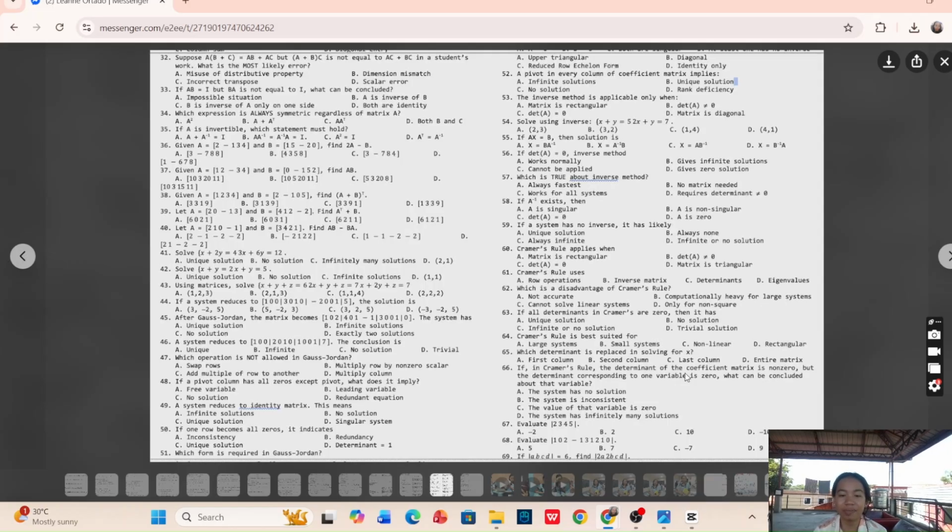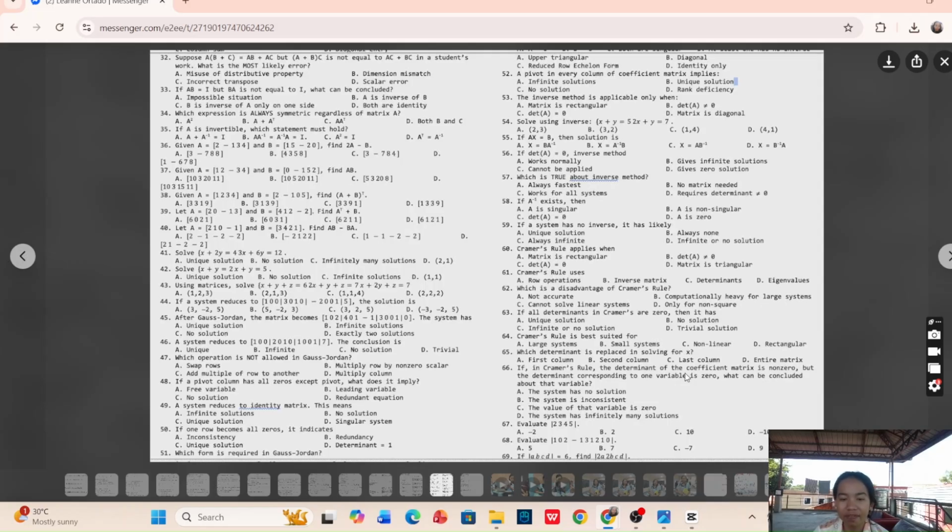65 question. Which column is replaced in solving for x? A. First column, B. Second column, C. Last column, or D. Entire matrix. So the answer for this is letter C. So the column to be replaced in solving for the last variable is the last column.